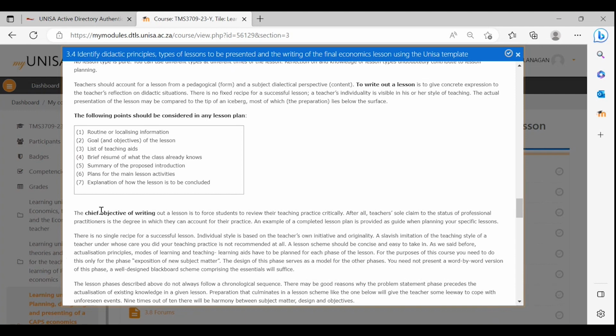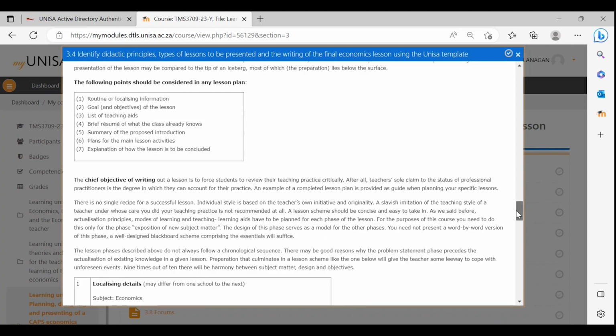The chief objective of writing out a lesson is to force students to review their teaching practice critically. After all, teachers' sole claim to the status of professional practitioners is the degree in which they can account for their practice. An example of a completed lesson plan is provided as a guide when planning your specific lessons.